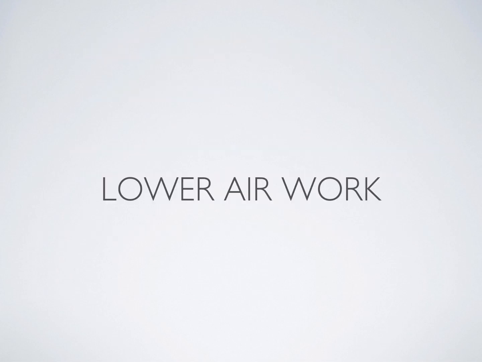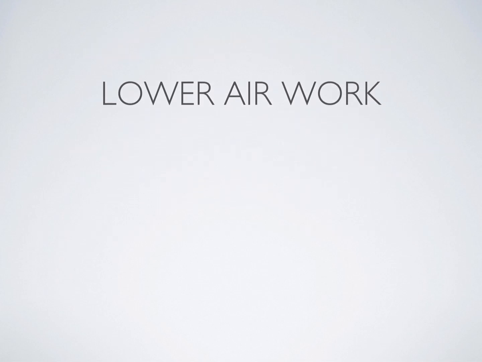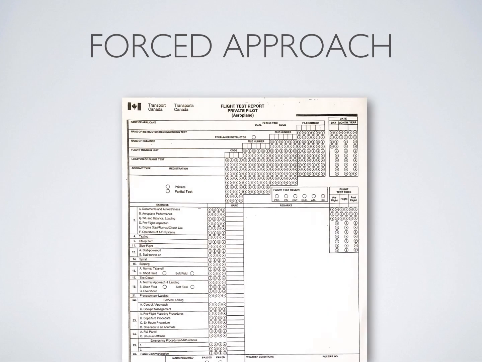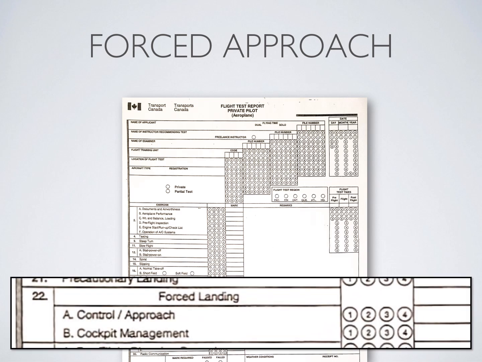Next, we're going to move into lower air work, which includes your forced approach, your precautionary, and your diversion. And in between those items, I'm going to do 2 exercises with you to make sure that you get evaluated on them, which is slipping and overshooting. So the forced approach is the first one we're going to start with. It's a bit of a special exercise because it's actually evaluated in 2 parts. So if you look at the evaluation sheet for the private pilot flight test, you'll notice that there are 2 sections. There's the actual approach, and then there's the cockpit management section.